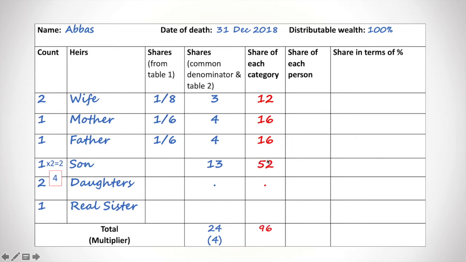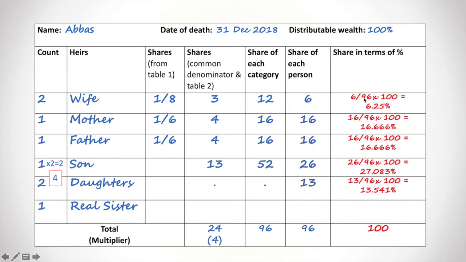The value of each share over here is 13, because if we divide this into 4 parts, each share will become 13. The son will get 2 parts, which will be 26, and each daughter will get 1 part, which will be 13. And the share of wives, 12, will be divided into 2 parts. Each wife will get 6. Let's put these numbers down. Each wife gets 6, mother gets 16, father gets 16, son gets 26, and each daughter will get 13 from a total of 96 shares. And the rest is just calculation of the percentage, 6 divided by 96 into 100, and so on and so forth. This way we have completed our case.